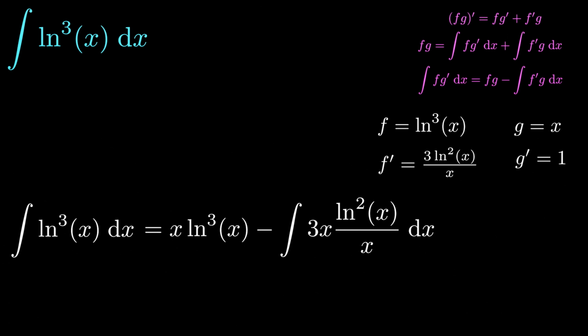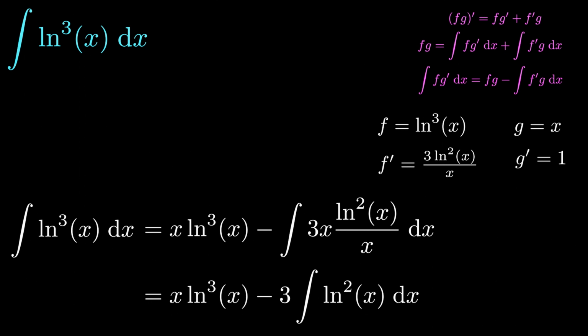Now all we need to do is input this information into our formula above. Doing so, we have the integral of the natural logarithm of x cubed dx is equal to x times the natural logarithm of x cubed minus the integral of 3x times the natural logarithm of x squared divided by x dx. Now we can simplify our expression further. We can cancel the x in the numerator with the x in the denominator, and we can bring the 3 outside of the integral sign because 3 is just a constant. In doing that, we get the following expression.